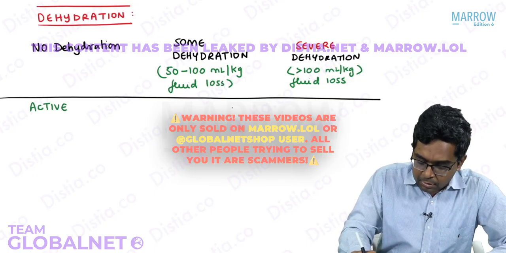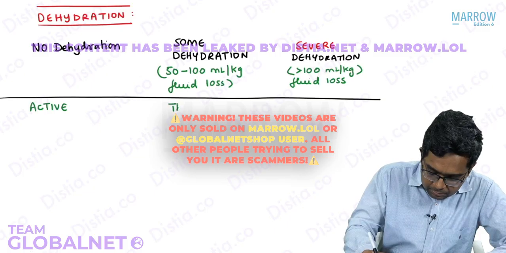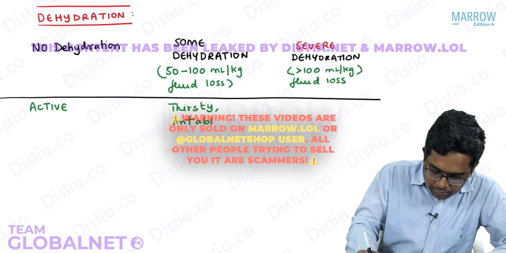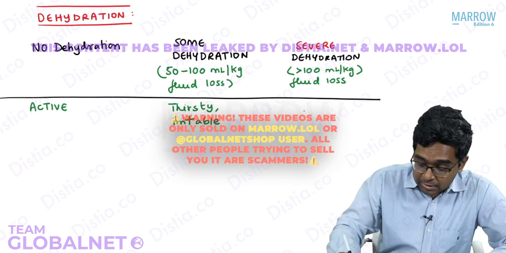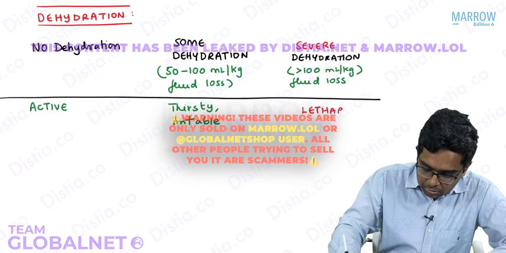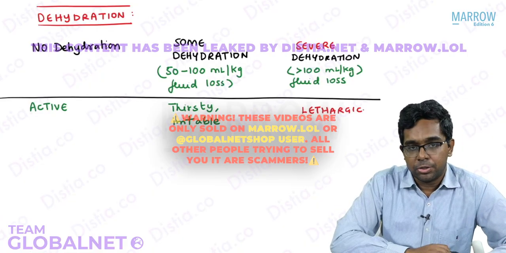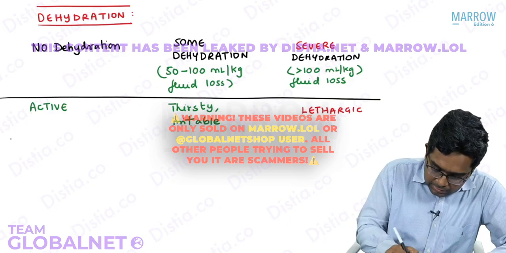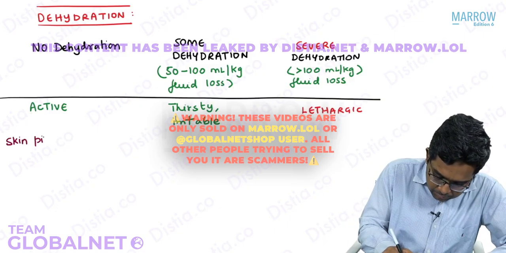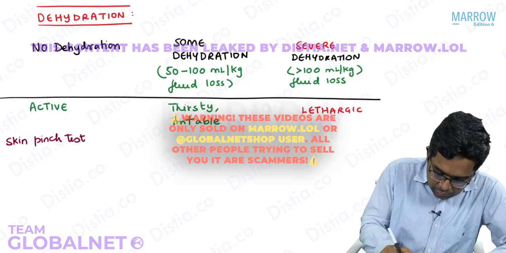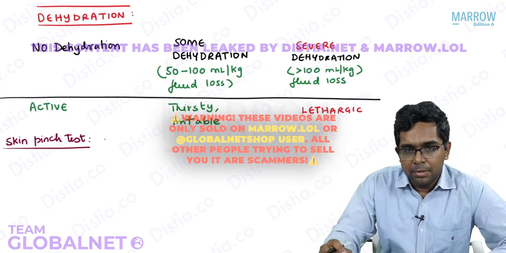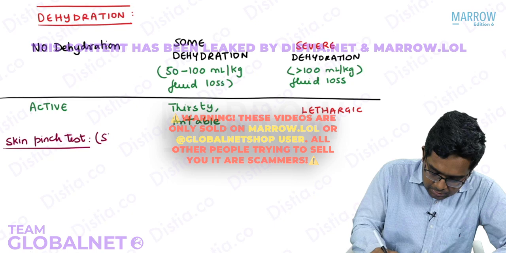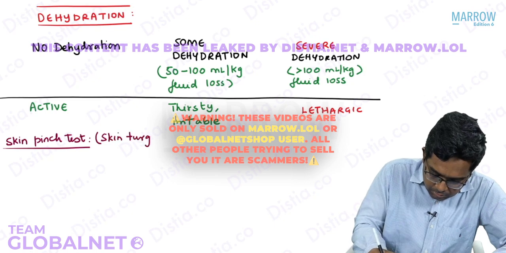Next, in some dehydration, the child will be thirsty, and at this stage the child will be slightly irritable. Whereas in severe dehydration, the child is lethargic, not active at all. That is a characteristic feature of severe dehydration. And in all children with diarrhea and suspected dehydration, we do a test called the skin pinch test. We pinch the skin over the abdomen and look for the response time. This is testing for skin turgor.